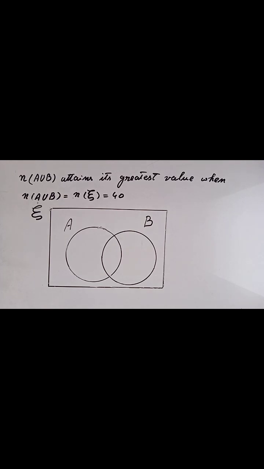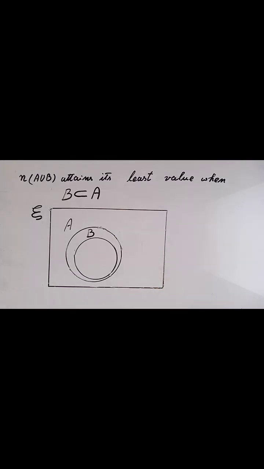So number of members of A union B attains its greatest value when number of members in A union B is equal to number of members in the universal set. In this question, this is 40. Clear? Now about the least value of number of members in A union B.